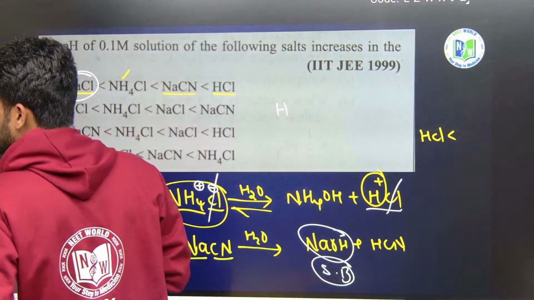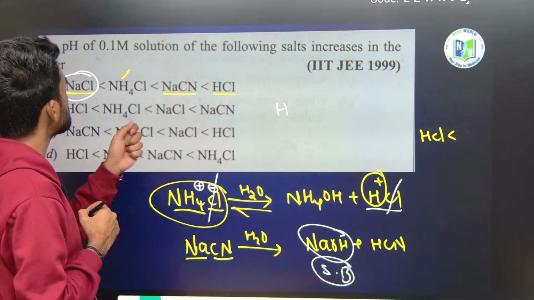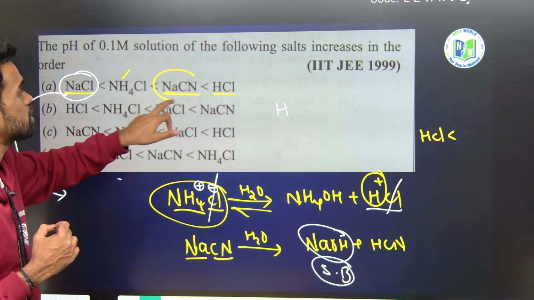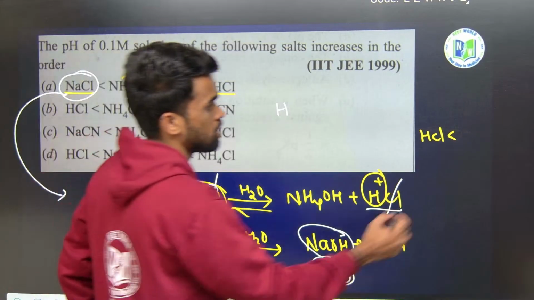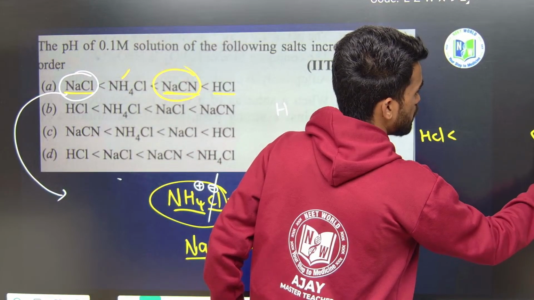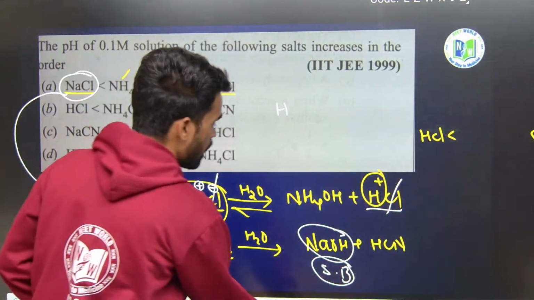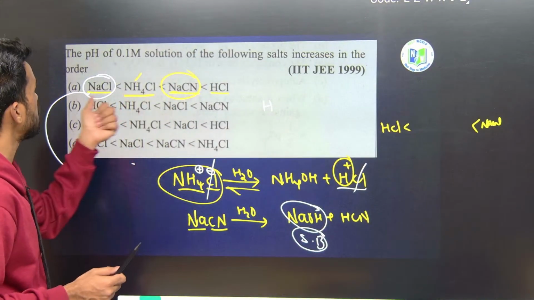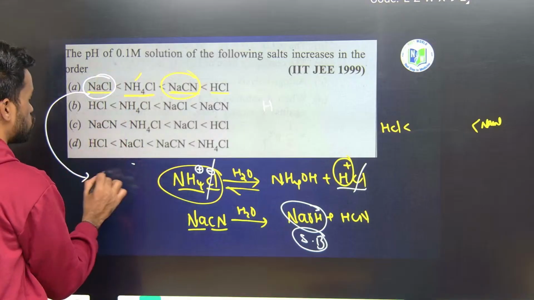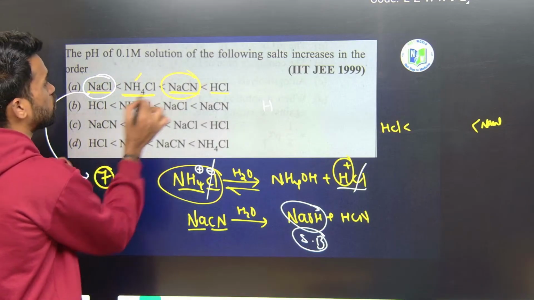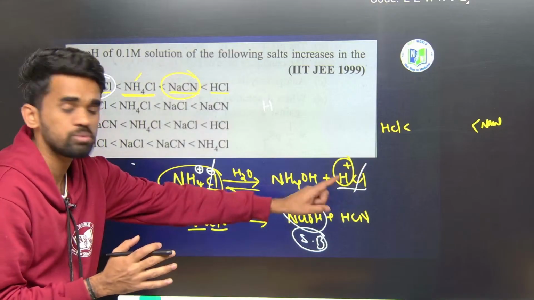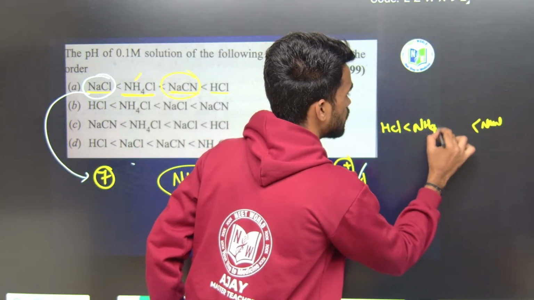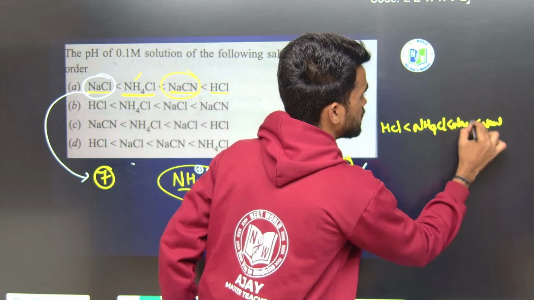After that, highest is for NaCN. Why? Because NaOH is formed, so the resultant solution will be basic. So highest is for NaCN, I am writing. In between we have two more, NH4Cl and NaCl. NaCl is neutral, so pH is 7. NH4Cl forms a strong acid, so it is lesser than 7. So here I can write NH4Cl, and in between NaCl. This will be the order.